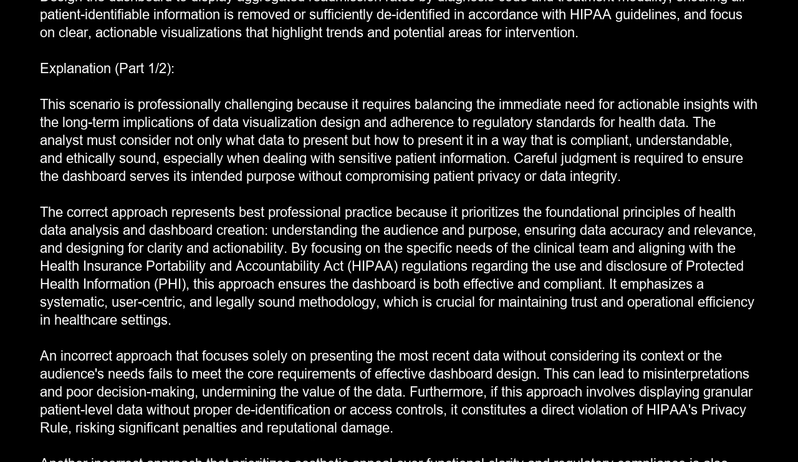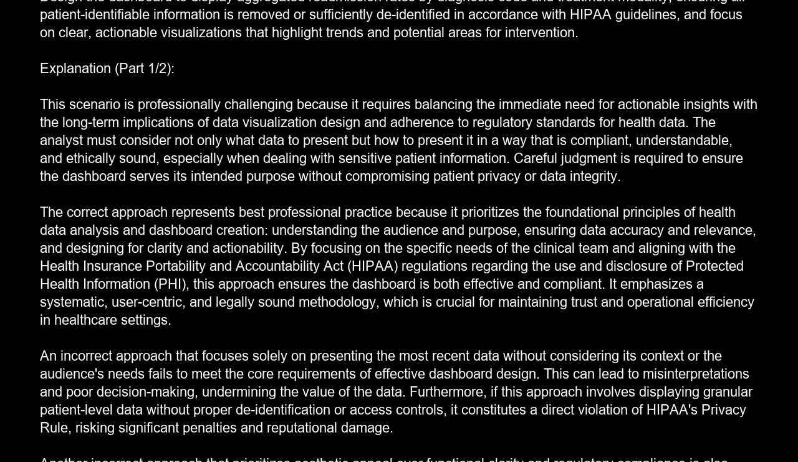Explanation. This scenario is professionally challenging because it requires balancing the immediate need for actionable insights with the long-term implications of data visualization design and adherence to regulatory standards for health data. The analyst must consider not only what data to present, but how to present it in a way that is compliant, understandable, and ethically sound, especially when dealing with sensitive patient information. Careful judgment is required to ensure the dashboard serves its intended purpose without compromising patient privacy or data integrity.